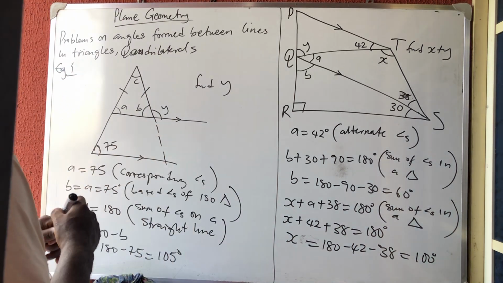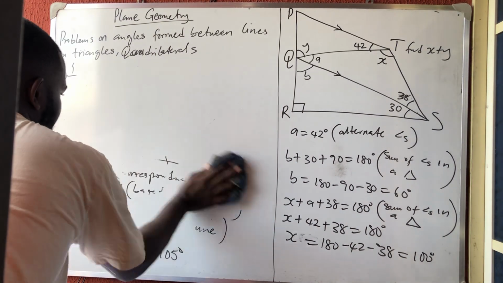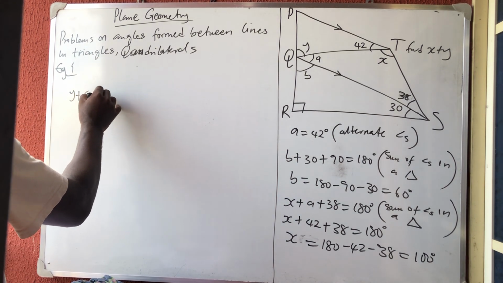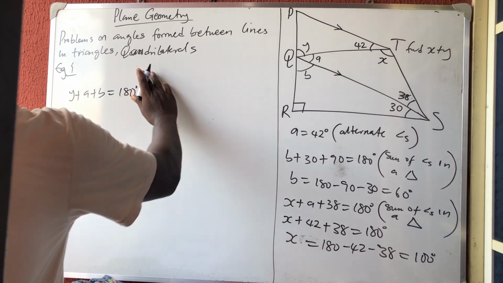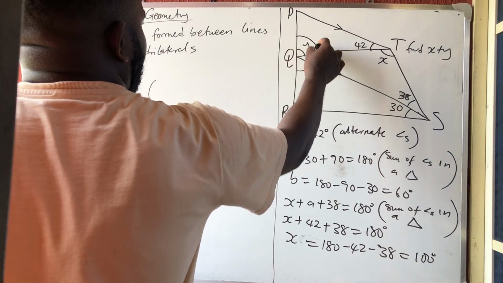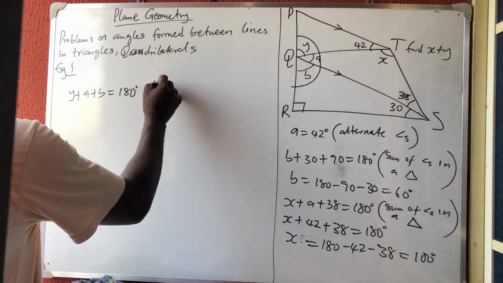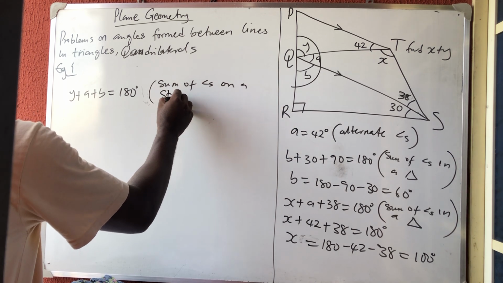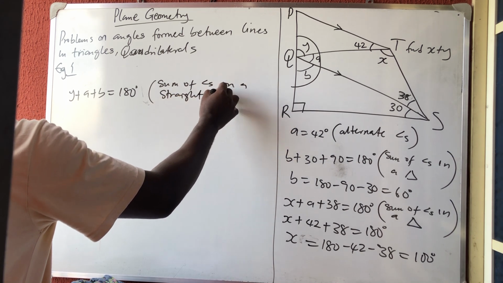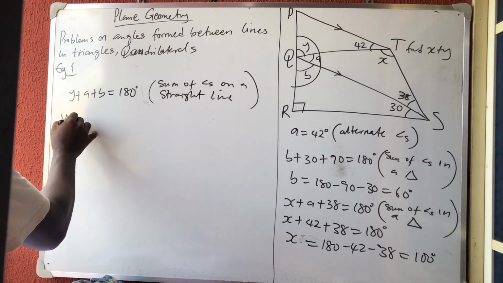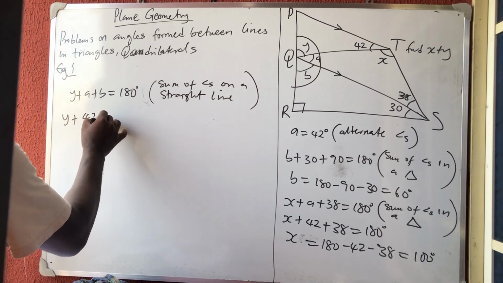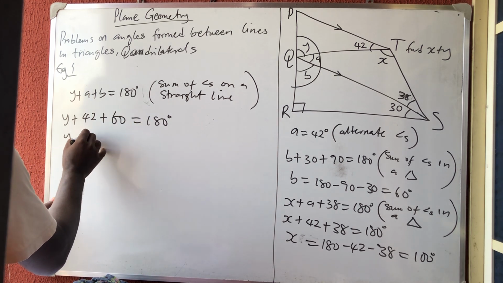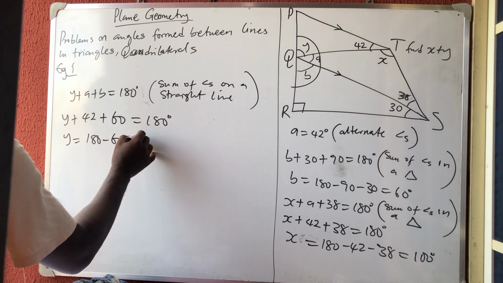To get y is very simple. If you look at that, it's angle on a straight line. So we can say that y plus A plus B is equal to 180 degrees. My reason is half of a circle, which is the sum of angles on a straight line. So y plus 42 plus 60 is equal to 180 degrees. Therefore y is 180 minus 60 minus 42.